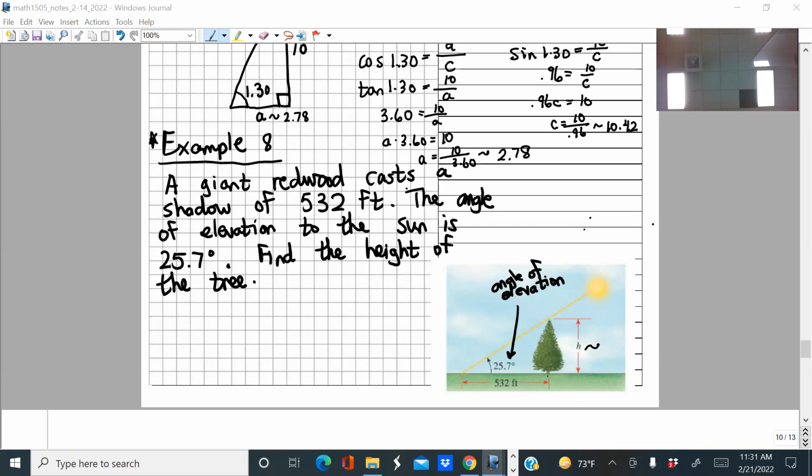So there's the tree, and the tree casts a shadow of 532 feet. The shadow is along the ground, so you can measure the shadow. And so this shadow from the base of the tree to the tip of the shadow is 532 feet. Now, from the ground we can also measure the angle of elevation from the tip of the shadow to the top of the tree. We have instruments to do that. That's a surveying sort of problem. So we can measure this angle of elevation here, and it turns out to be 25.7 degrees. And so then what's the height of the tree? That's the question. The shadow is really irrelevant.